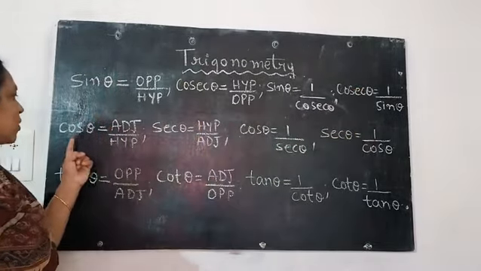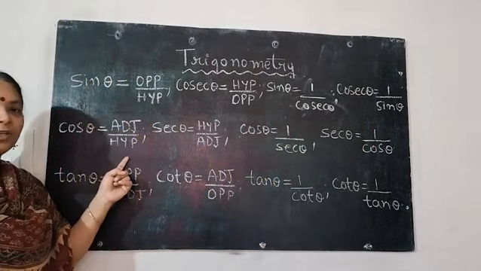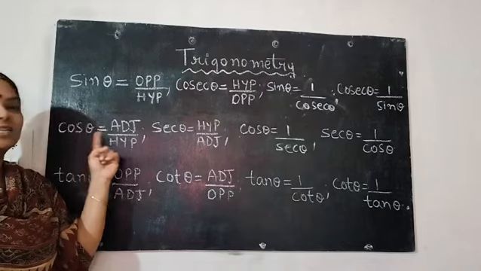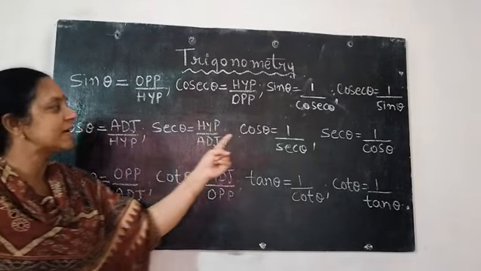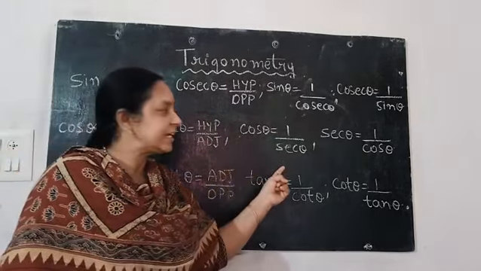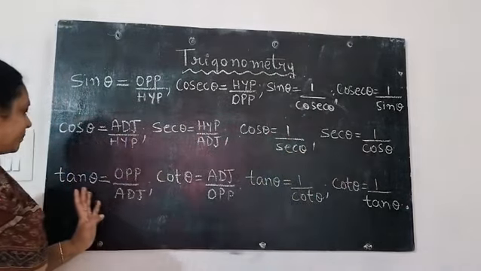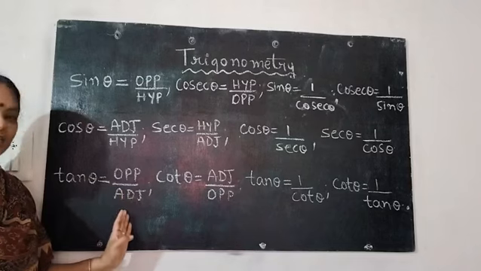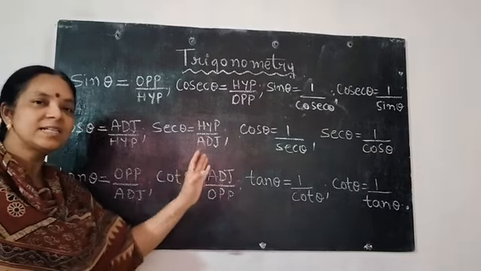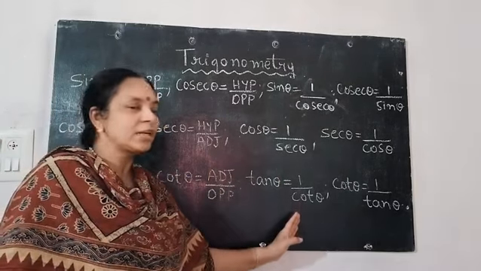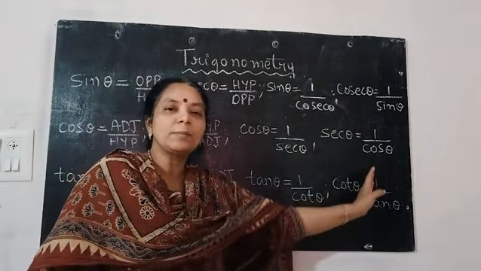At the same time, cos theta is adjacent by hypotenuse and secant theta is hypotenuse by adjacent. So these two are reciprocals of each other, and we can write cos theta as 1 by secant theta and secant theta as 1 by cos theta. Similarly, tan theta is opposite by adjacent and cot theta is adjacent by opposite, where tan theta can be written as 1 by cot theta and cot theta is 1 by tan theta.